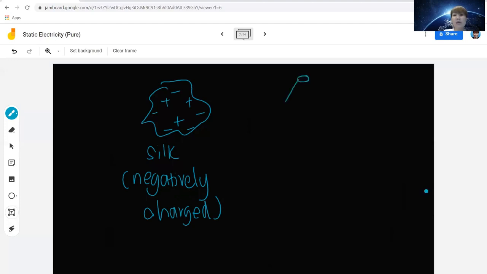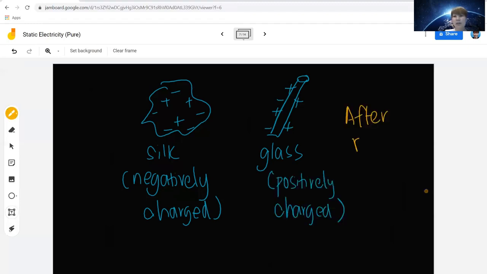The glass rod, which has given away electrons, now has fewer electrons than protons. The number of protons still remains the same, but the electrons are definitely fewer. So the glass is positively charged. This is the method of charging insulators using friction. Hope you found this lesson useful.